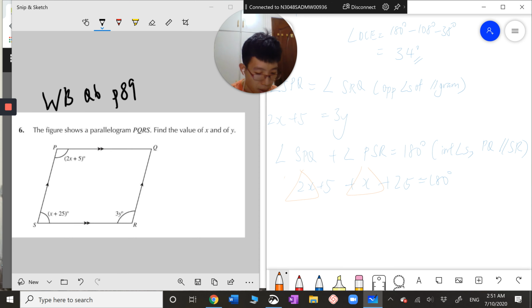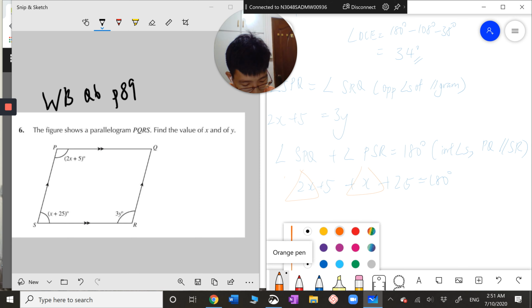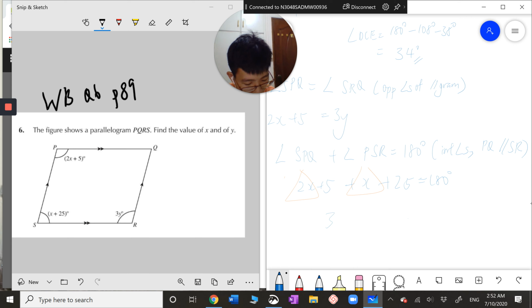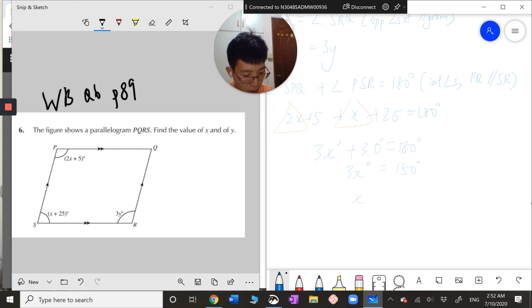So now, you group all the like terms together. x, so it's 3x plus 30 equals 180 degrees. So in order to find what is 3x degrees, you take 180 minus 30, which gives you 150 degrees. To solve for x, just take 150 divided by 3, which gives you 50. You can remove the degree sign, because you are removing the degree sign on both sides. So x equals 50.